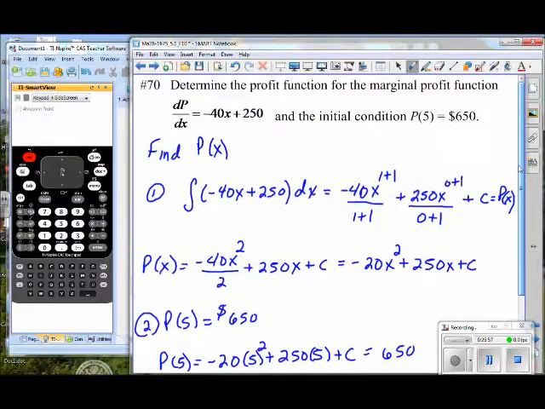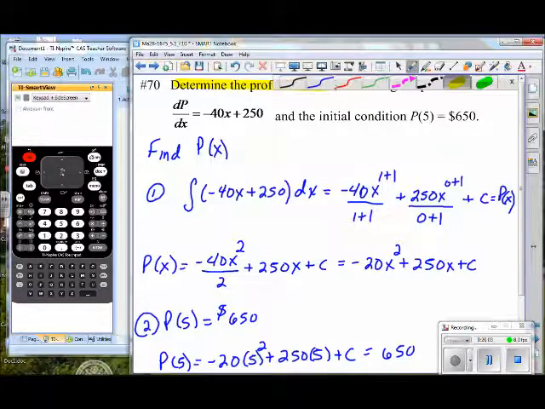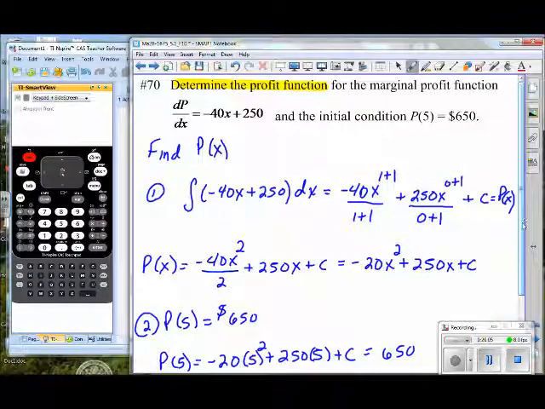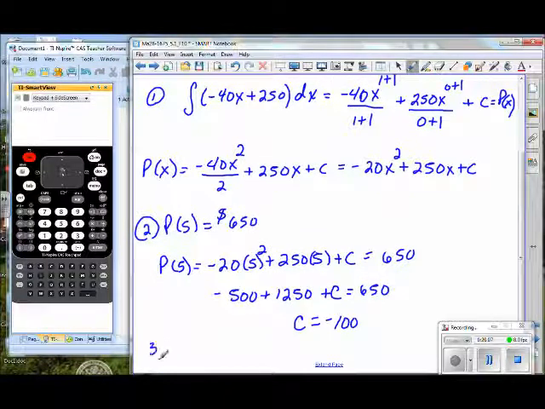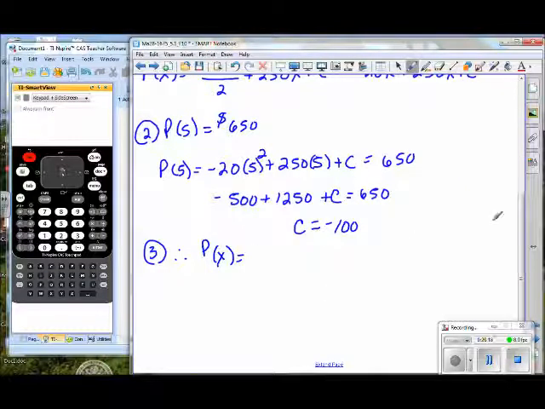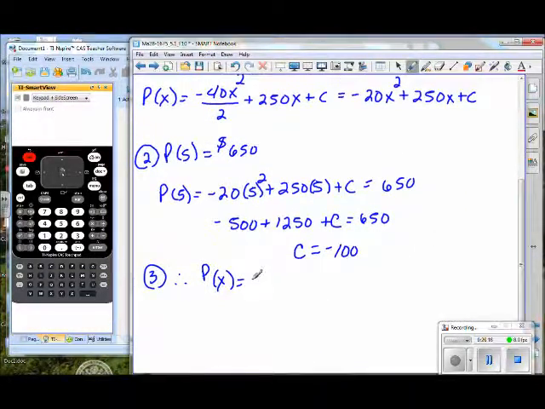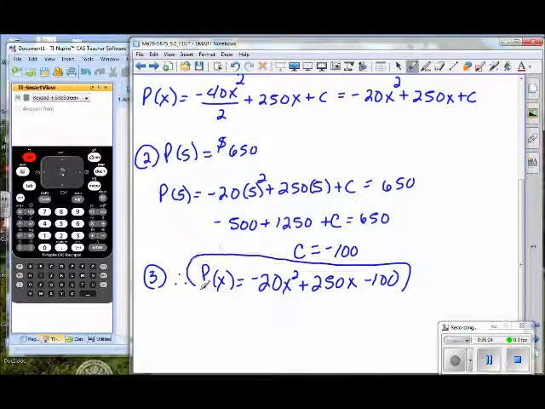So we now need to determine the profit function. So let's make sure we go back and do that. Our profit function, therefore, is negative 20x squared plus 250x minus 100. And that would be our answer.